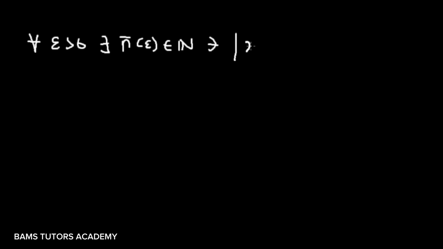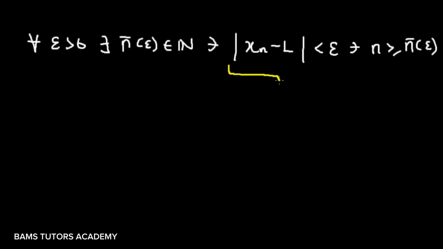So first of all, I want to say that for all epsilon greater than 0, there is, don't forget, N by epsilon in the natural numbers such that the absolute value of x_n minus L is less than epsilon, right? Such that n is greater than or equal to N by epsilon, right? So I want to show that this particular sequence is bounded. So let me pick that one.